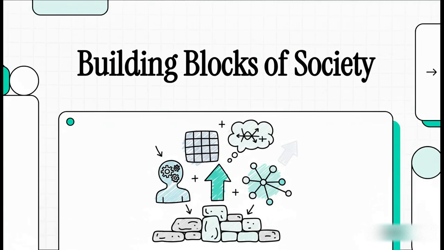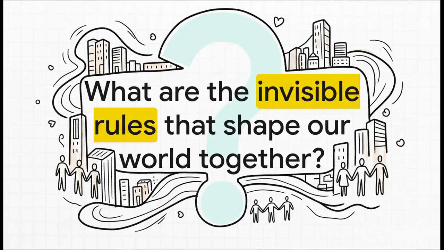Today, we're digging into the very building blocks of our society. We're going to deconstruct the big ideas that, whether you realize it or not, shape pretty much everything we do. I mean, have you ever stopped to think about it? What are these invisible rules, this kind of social architecture that lets millions of us live together, build cities, and create entire nations? It's kind of amazing, right?